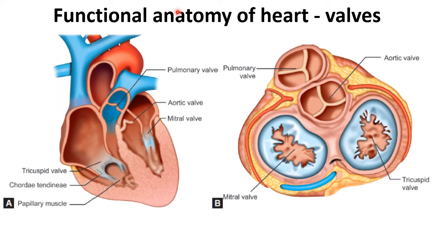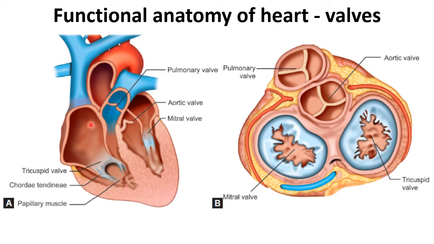Now let us see the functional anatomy of heart valves. The main function of heart valves is to allow unidirectional flow. The atrioventricular valves, which guard the atrioventricular orifice, open towards the ventricle and close towards the atria, which allows the blood to flow from atria to ventricles.